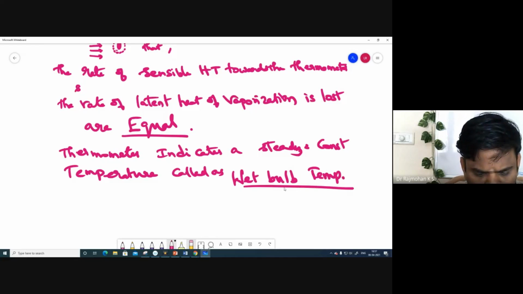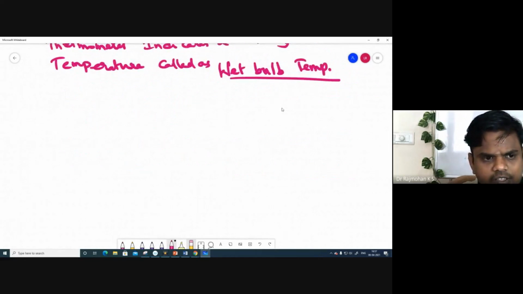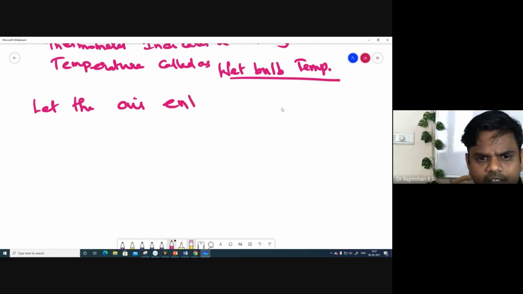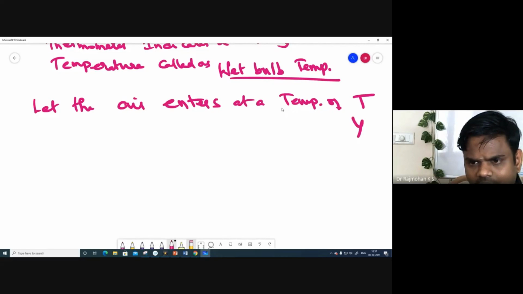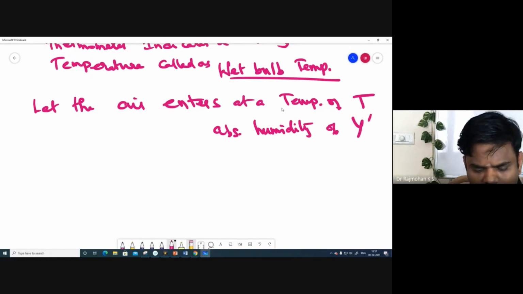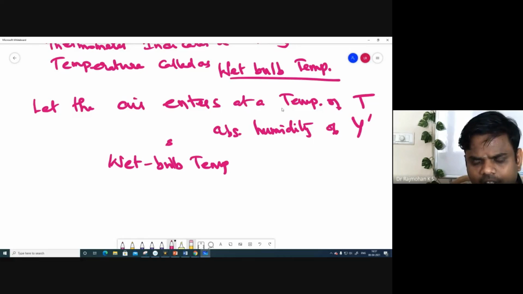Okay, so in this, let us say the air enters at a temperature of T and with an absolute humidity of Y dash, and let the wet bulb temperature be represented by TW.